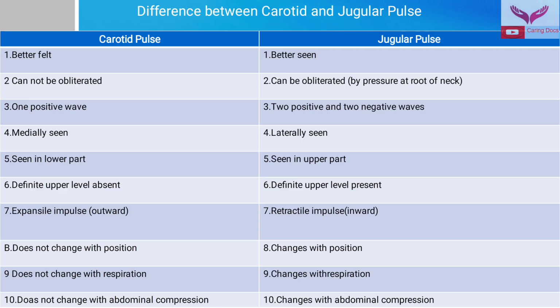Carotid pulse has an expansile impulse, that is outward, whereas jugular pulse has a retractile impulse, that is inward. Carotid pulse does not change with the position, whereas jugular pulse changes with the position. Carotid pulse does not change with respiration, whereas jugular venous pulse changes with respiration. Carotid pulse does not change with abdominal compression. However, the jugular pulse changes with abdominal compression.